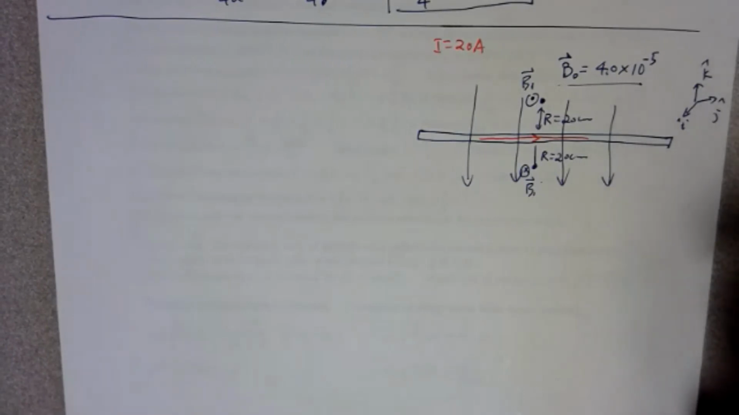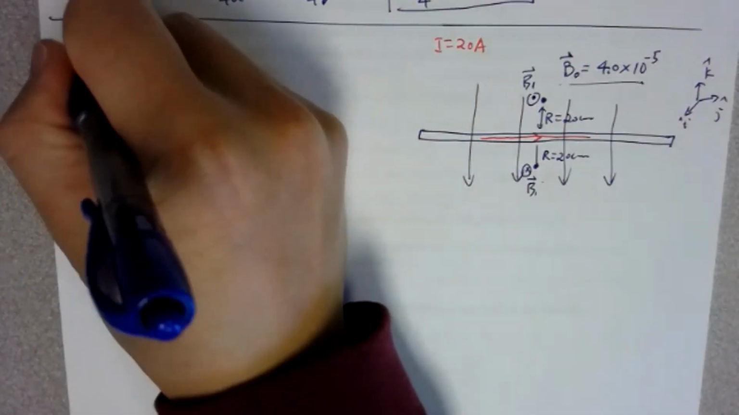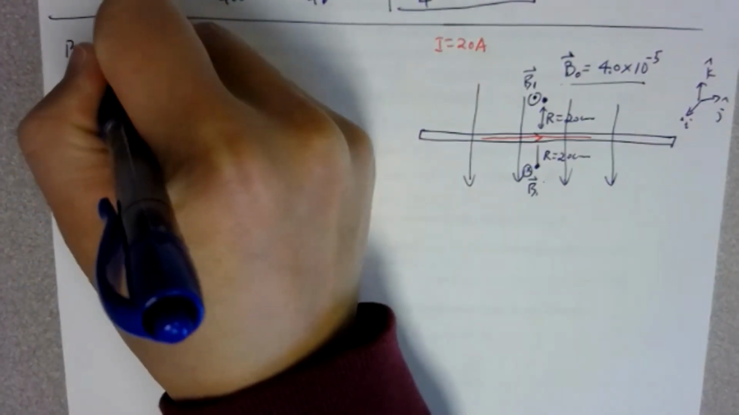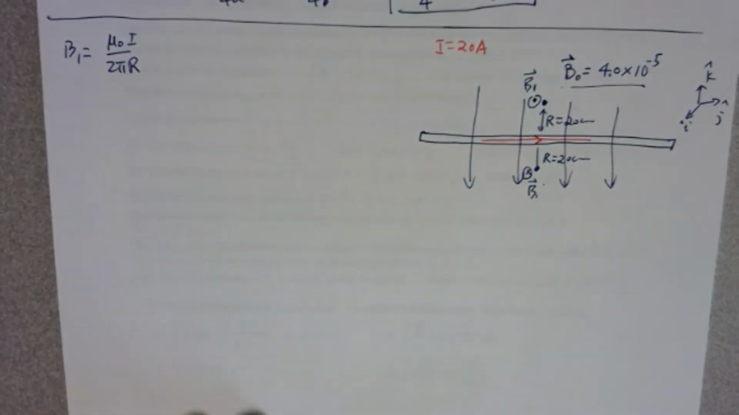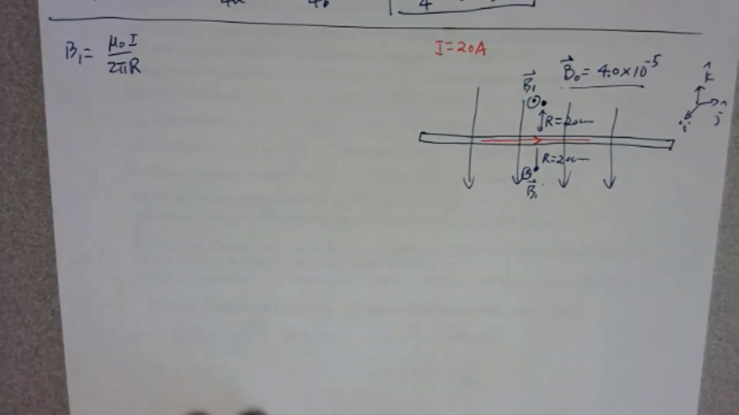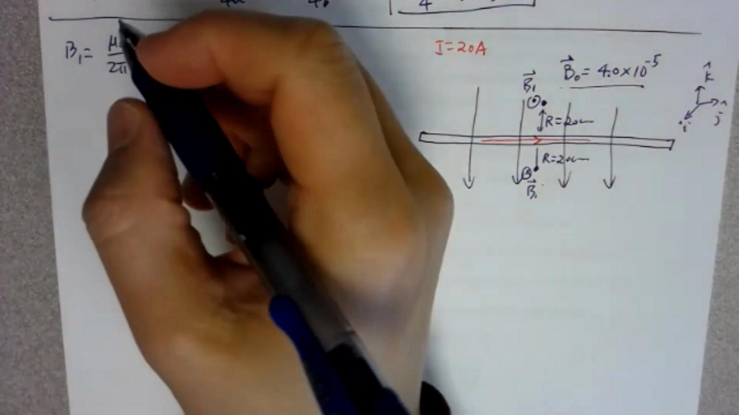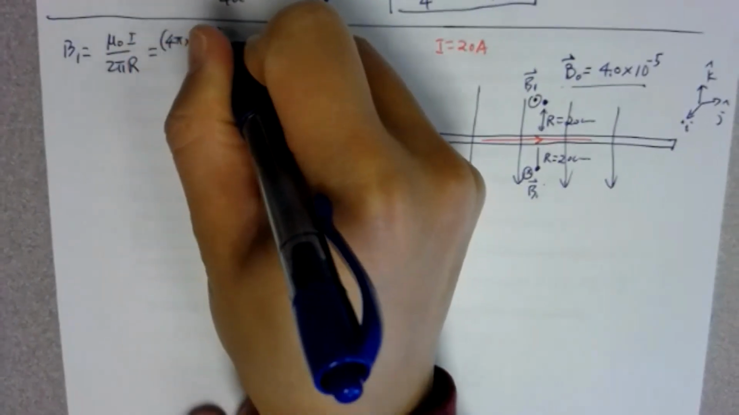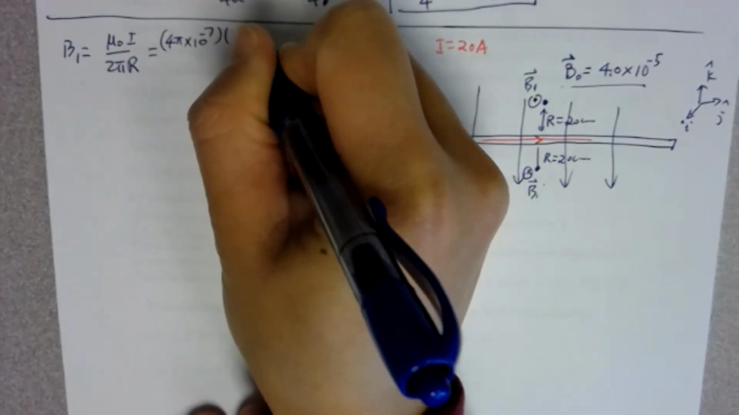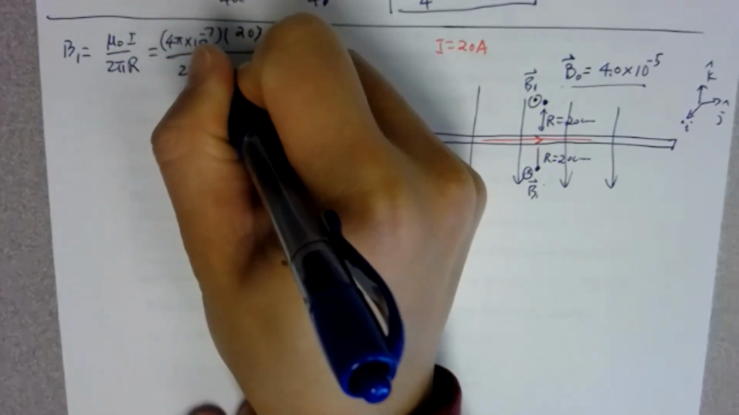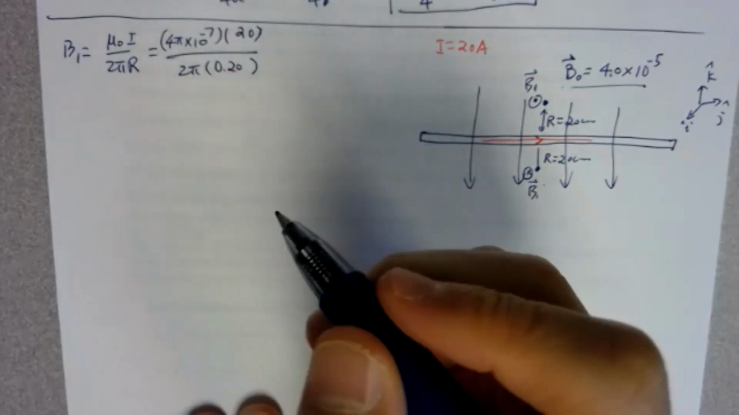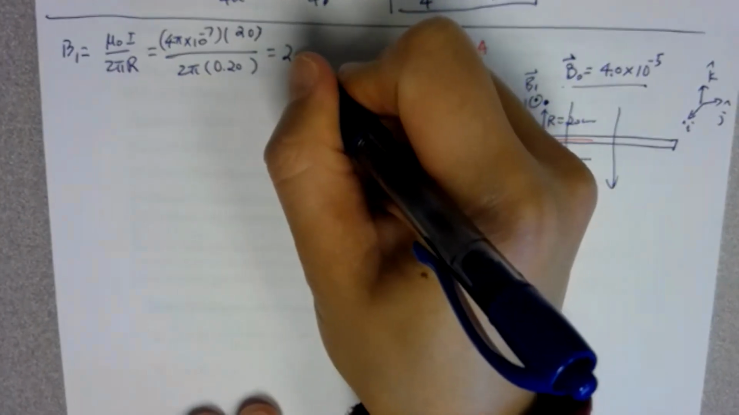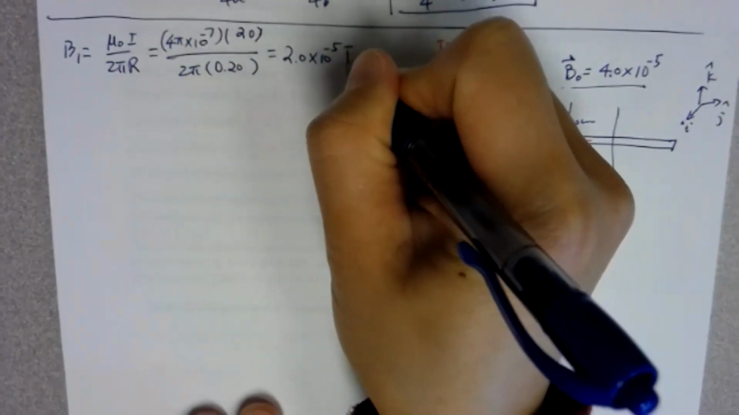So let's calculate the magnitude of B1. B1 is equal to mu naught I over 2 pi r, the result we got from the previous slide for the magnetic field produced by an infinitely long wire at distance r away. Plug in the numbers, in SI units: 4 pi times 10 to the minus 7, times 20 amps, divided by 2 pi times 20 centimeters, that means 0.2. That gives you 2.0 times 10 to the minus 5 Tesla.